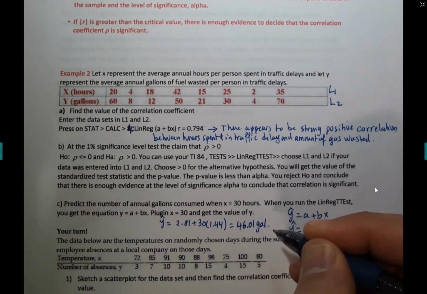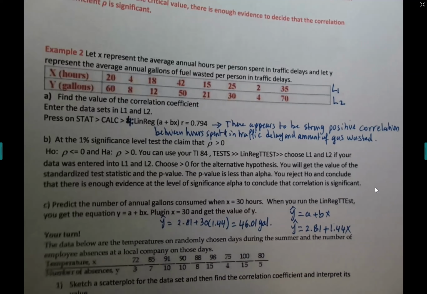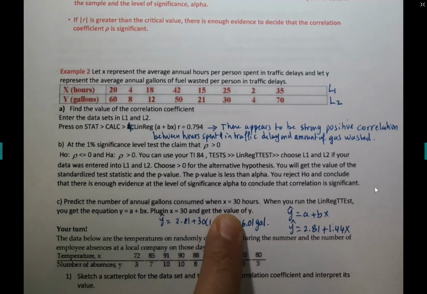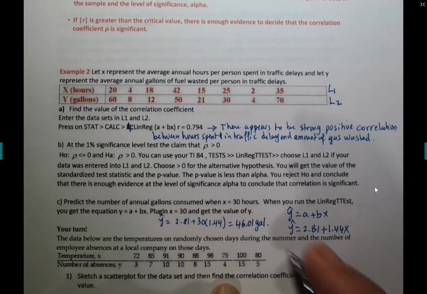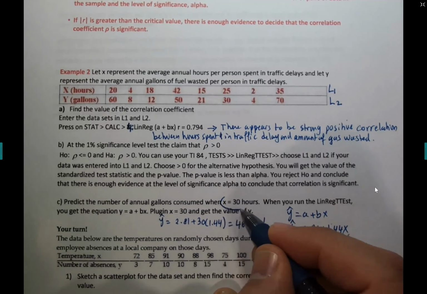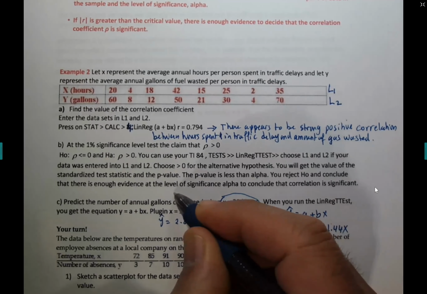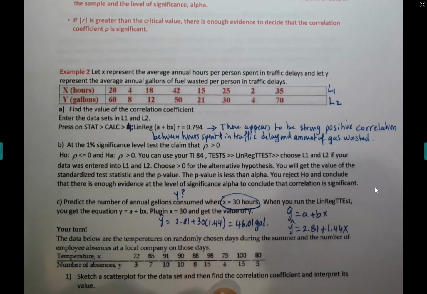Where did you get the 30 from? Well, it's in the question. Predict the value of Y when X is 30. So he gives you X. You cannot just make it up. He gives you X and he wants Y. You just plug it into the equation. If he gives you X is 28, you plug in 28. X is 17, you plug in 17, and so on and so forth.